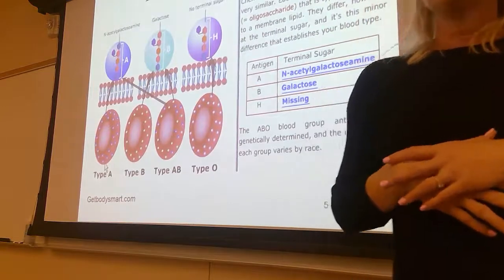So, how many of you are blood type A? You have N-acetylgalactosamine. Blood type B people, you have galactose. Where are my AB people? Yeah, that's pretty rare. No ABs? You would have both. Who's blood type O? Very common. You don't have an N-terminal sugar. You lack one. Is that cool?